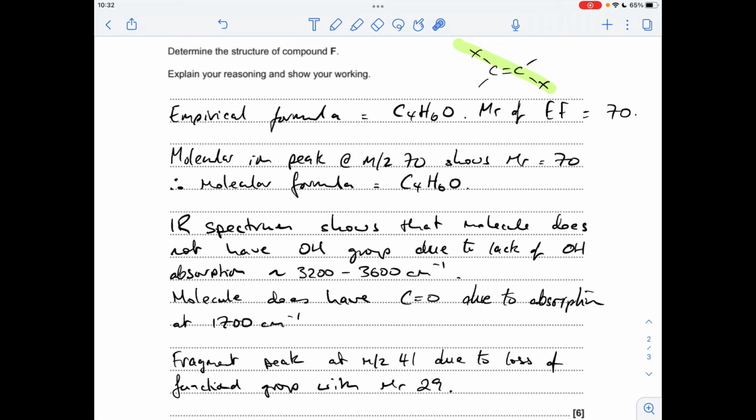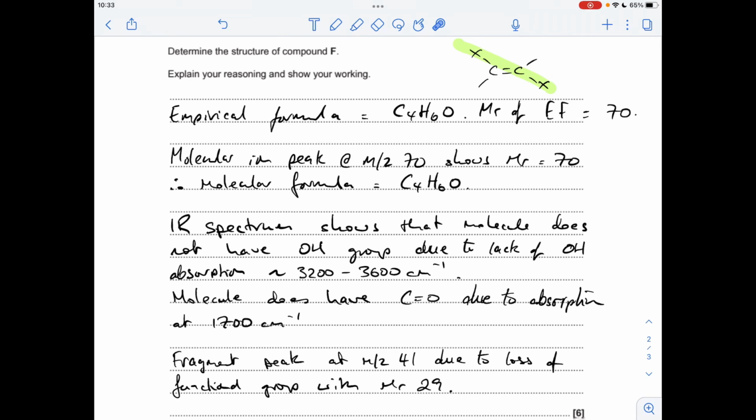I've just summarised everything so far into what would be my answer. It's not quite finished yet, but I'll quickly go through it. We established the empirical formula was that. We worked out the MR of the empirical formula to be 70. We then went to the mass spectrum and saw that the molecular ion peak was at 70. So the MR of the molecule is 70, and so the empirical formula and the molecular formula must be the same.